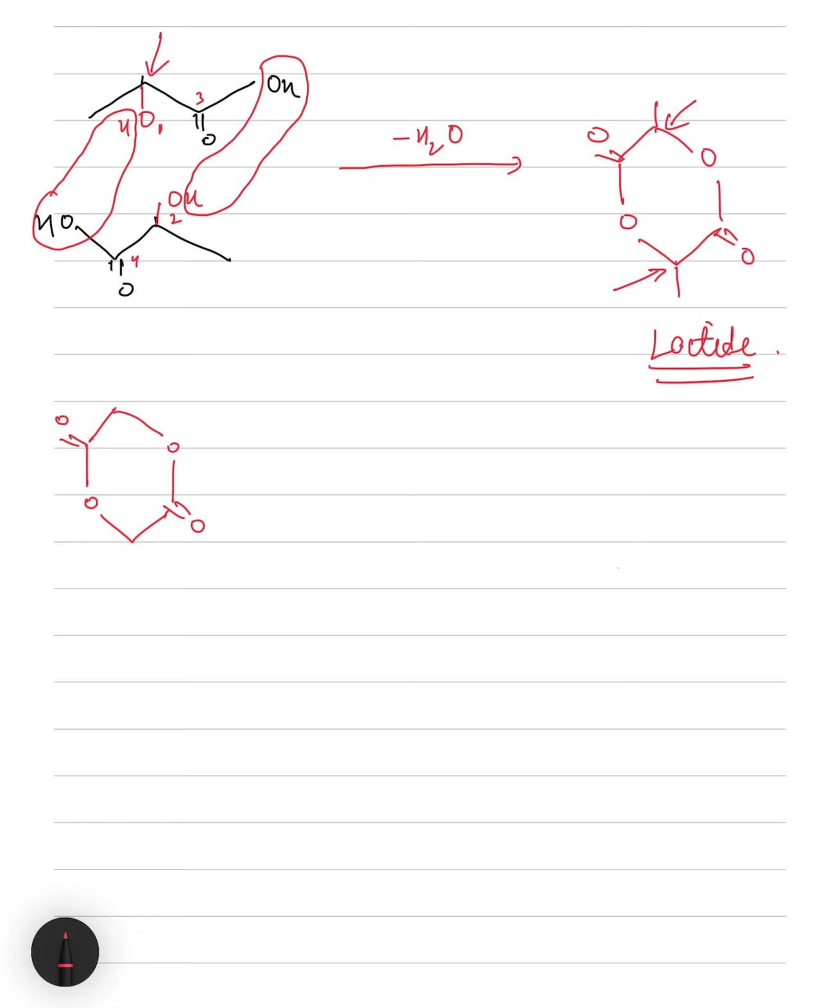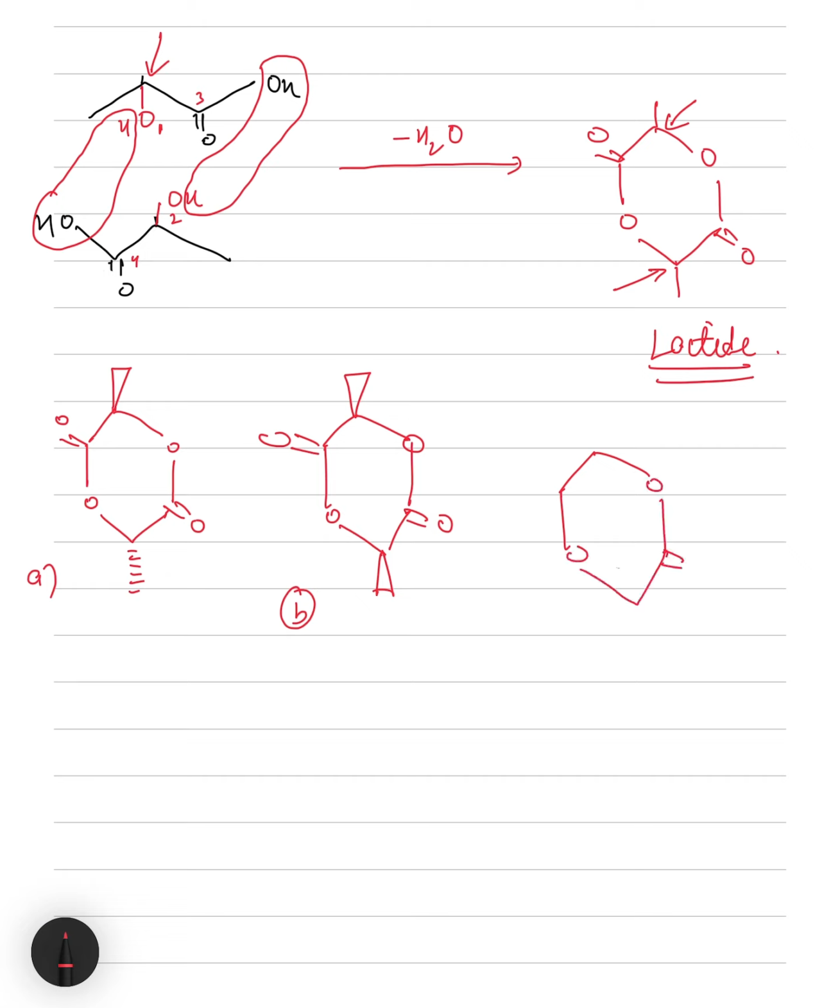In the first case, what can happen is that this CH3 group and this CH3 group will be wedge and dash. This is the first molecule, A. In the second case, both CH3 groups will be wedge. This is B. And in the third case, both CH3 groups will be dash, right? This is the third molecule.